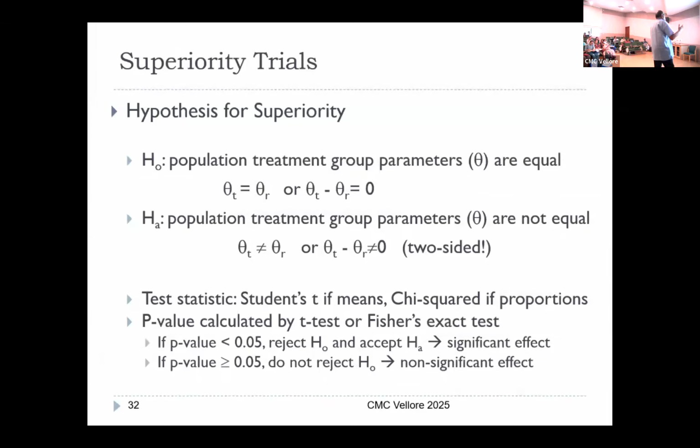So the test statistic would be, if it's means, a t-test. If it's proportions, it's a chi-squared. If it's hazard rate ratio, if it's time to event, we would do those metrics. Very simple analysis. And the p-value would be calculated by the t-test or Fisher's exact test. If you have very large sample sizes and your computer cannot handle Fisher's exact test calculation, then it will give you the chi-square. But the default should be Fisher's exact test. And this is the standard thing. This is superiority trials.